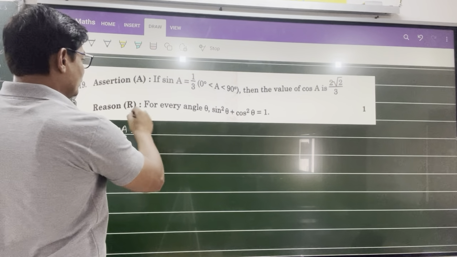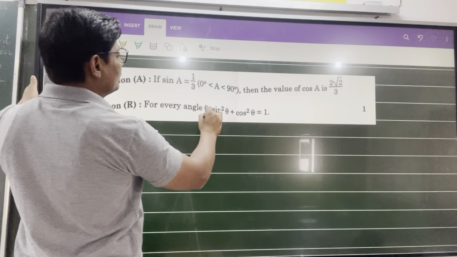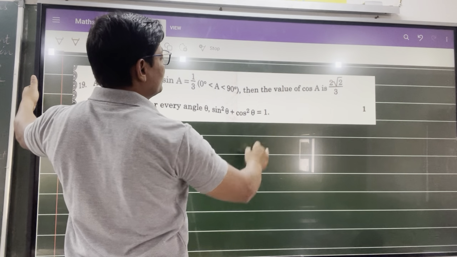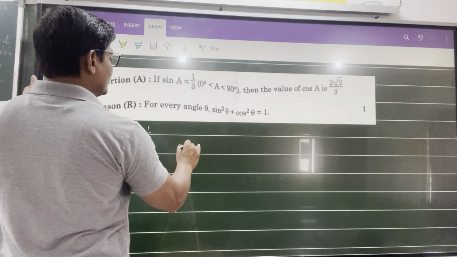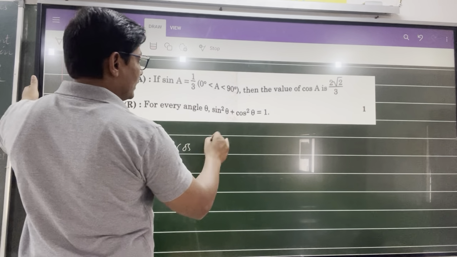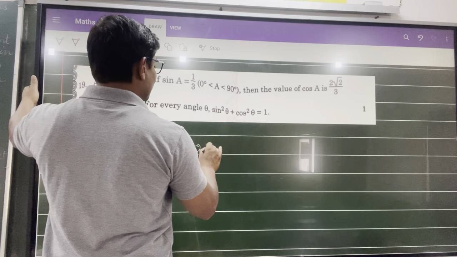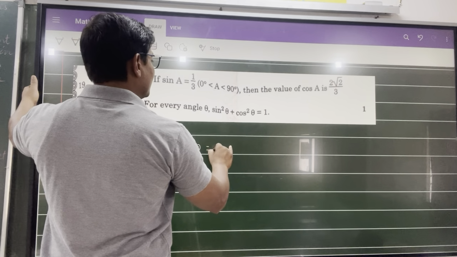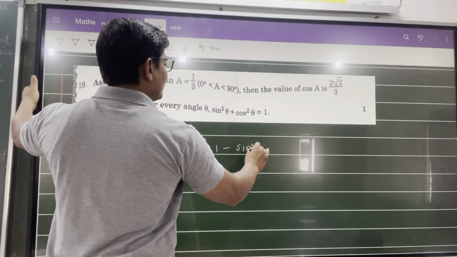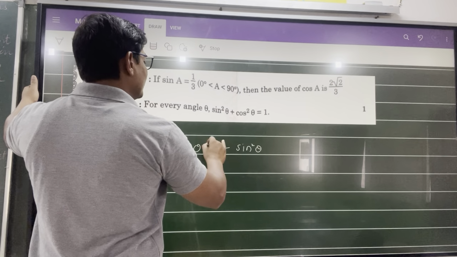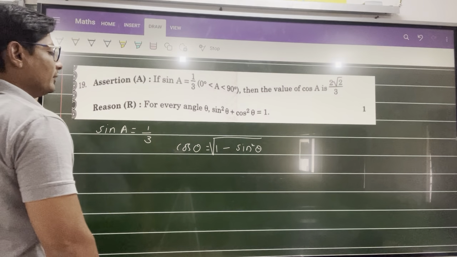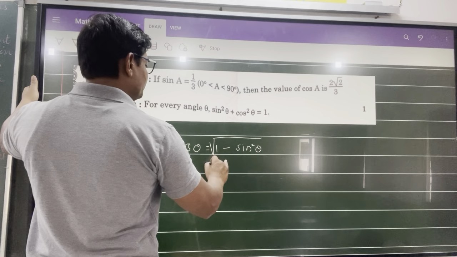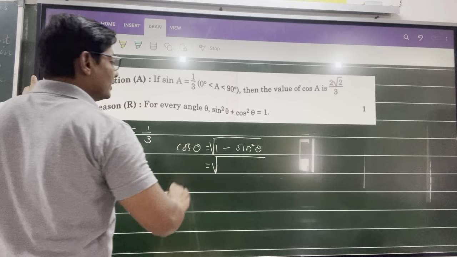Now the second, the reason they have given is, for every angle theta, sin square theta plus cos square theta equal to 1. So from here we can check that cos theta is nothing but, from this identity, we can write the square root of 1 minus sin square theta, by taking sin square to the other side and taking the square root. So theta or A, both are the same only.